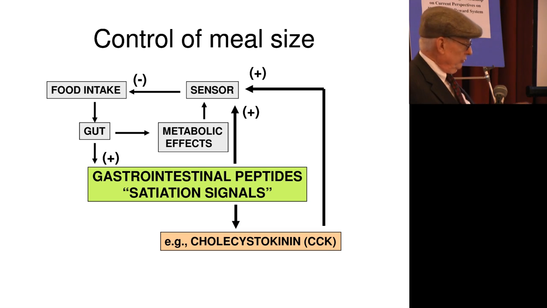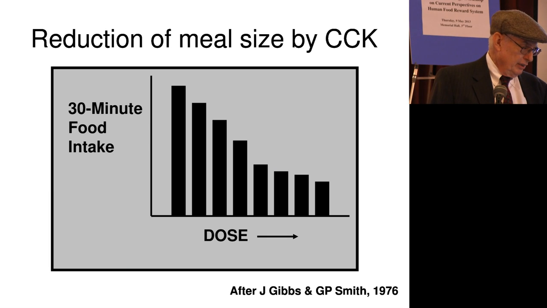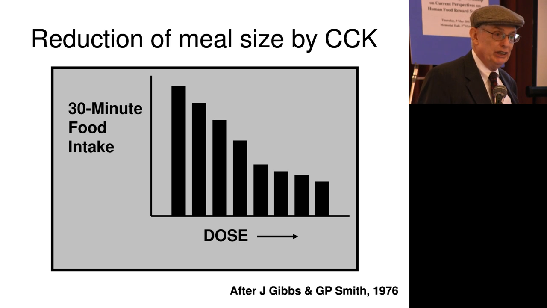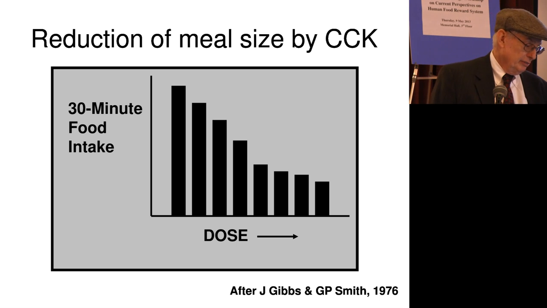And the idea was that some of the signals that come from the gut as we're eating are what makes this work. And again, Gibbs and Smith said that CCK was the first. It's the poster child for satiation factors. And it's a very compelling theory. Negative feedback, you get enough calories in, it's detected, and you turn off the meal.